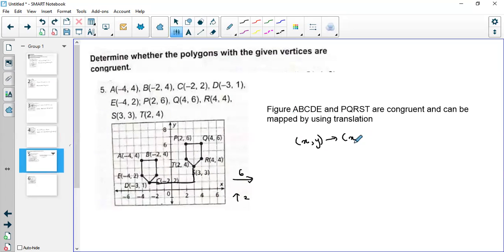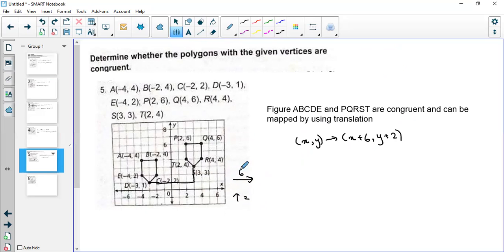Is it going to be plus or minus when we move to the right? It's going to be plus. So X plus 6, and so it should be a comma. X plus 6 and Y plus 2 or minus 2? It's going to be plus 2, because we are moving up. We are moving to the right, plus, moving to the left, minus, moving up, plus, moving down, minus.